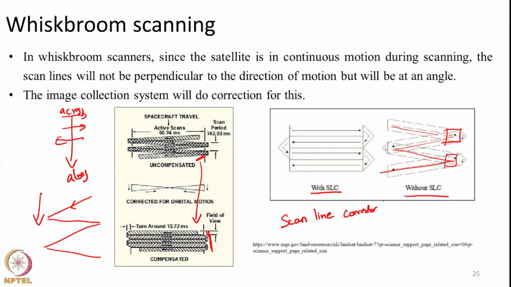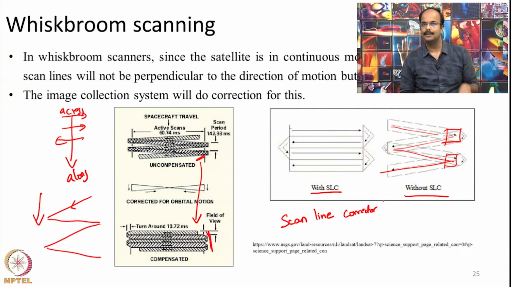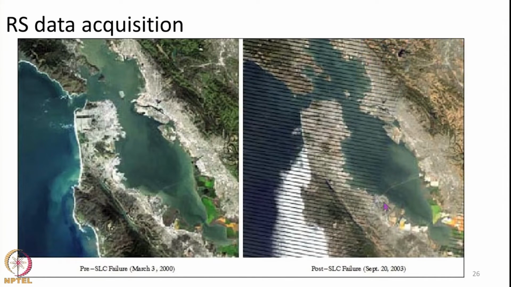In order to correct this, there will always be a scan line corrector, some mechanism to correct for this geometrical effect. So, in Landsat 7, when the satellite was launched in 1999, in 2003 the scan line corrector failed, hence NASA and USGS were not able to correct the image for this scan line geometry, and the image was something like this, shown in this particular figure.